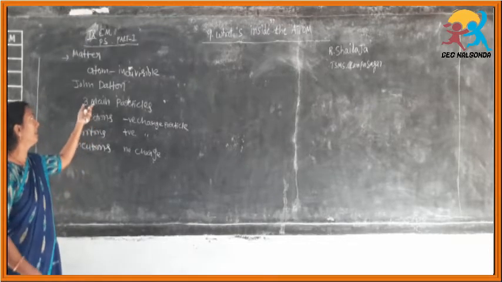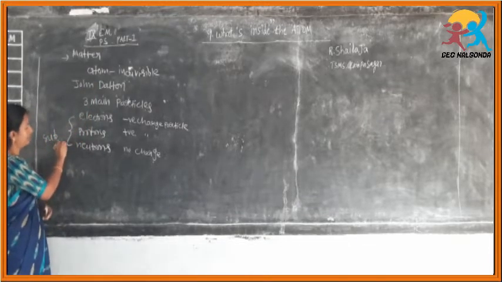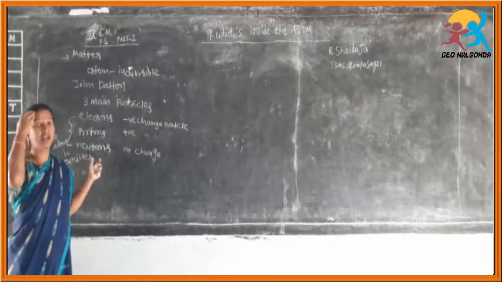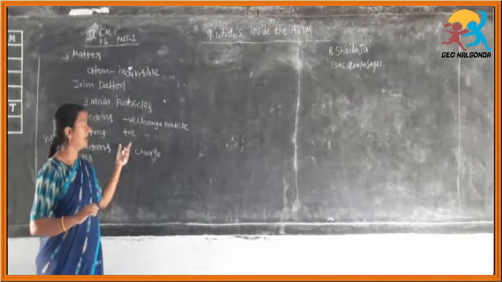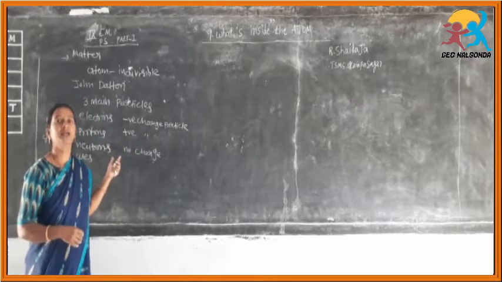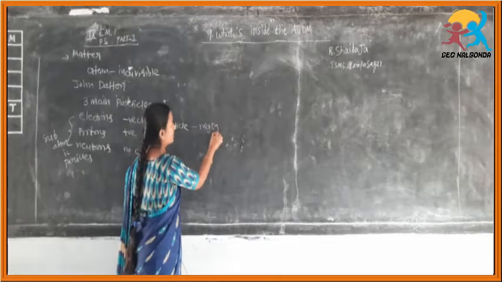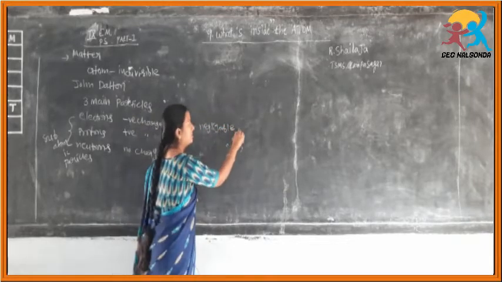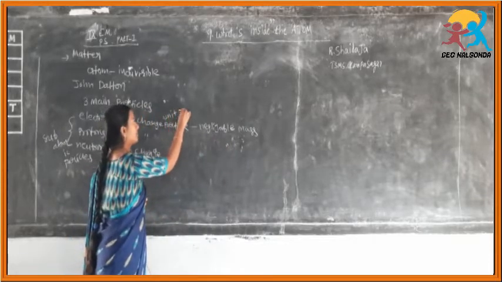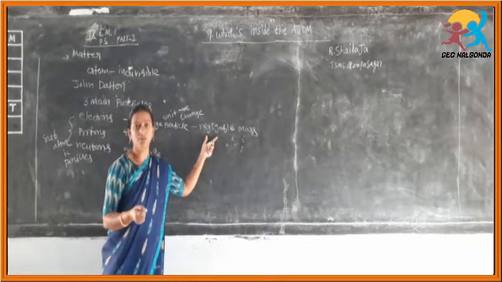These three particles are in the atom, so we call them subatomic particles. By the discharge tube experiment, the scientists discovered these three particles: electrons, protons and neutrons. Electrons have a negative charge but negligible mass. A unit negative charge, but its mass is very, very small. It is negligible.